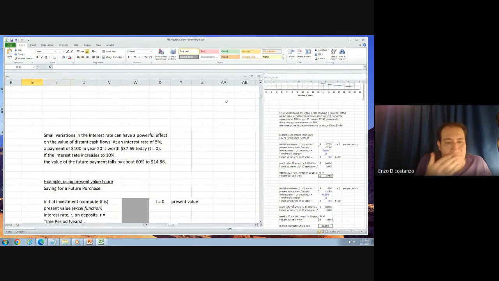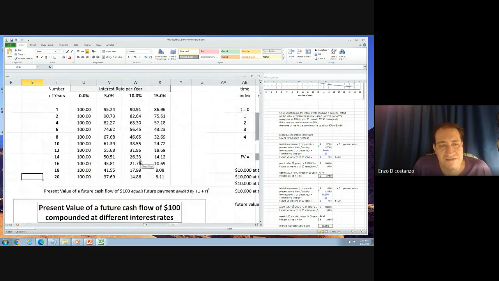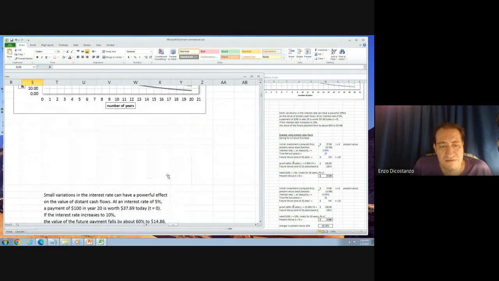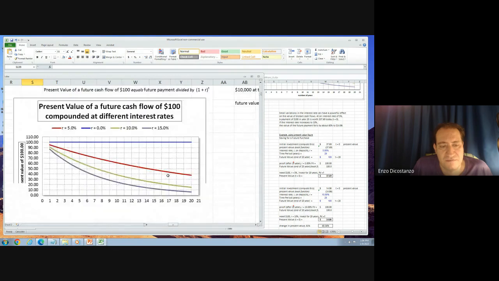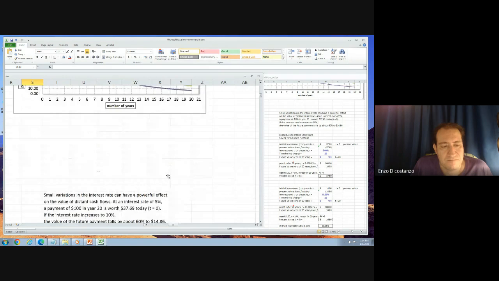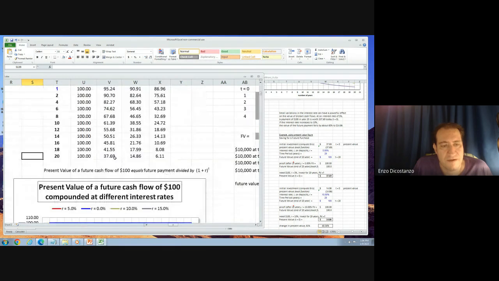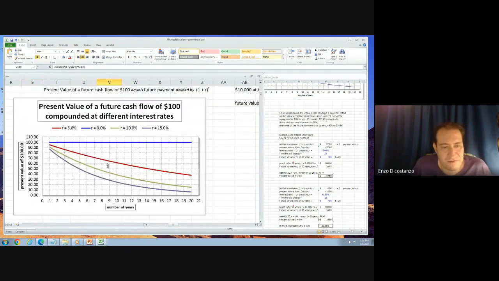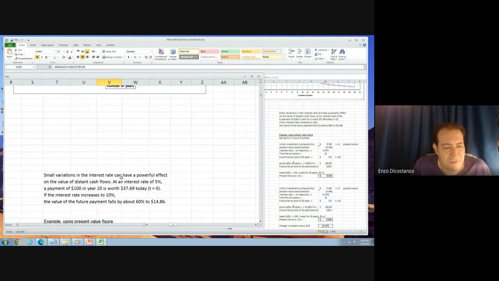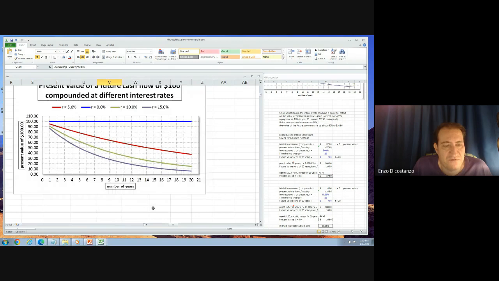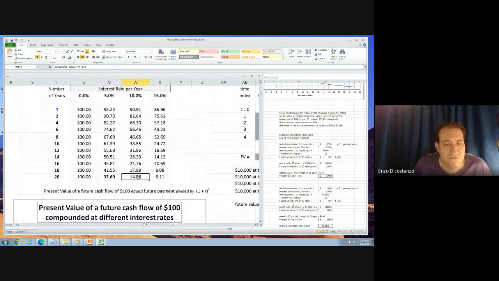It says small variations in the interest rate can have a powerful effect on the valuation of distant cash flows. At a 5% rate, a payment of $100 in 10 years is worth $37.69 in today's values. Where is that? 37.69. Yeah. And you're comparing that, right? 37.69. If the rate increases to 10%, the payment falls to 14.